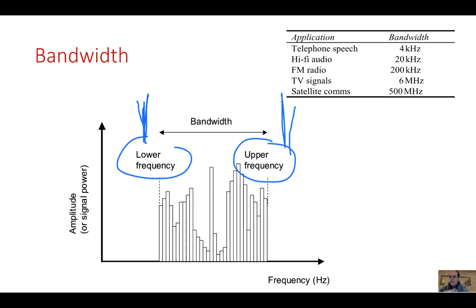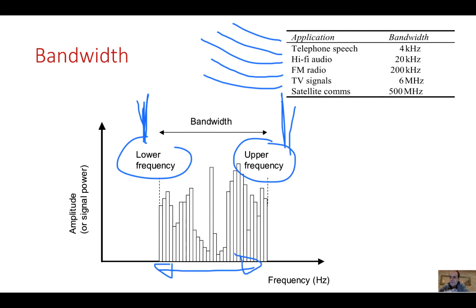So typical bandwidths that we see are with speech 4 kilohertz, 4000 hertz. With hi-fi we have around 20 kilohertz. FM radio we have a bandwidth of about 200 kilohertz. TV 6 megahertz, and for satellite communications it's about 500 megahertz. So this is related to the amount of data and information that we can actually send. The higher the bandwidth, the more data that we can actually send through the channel.